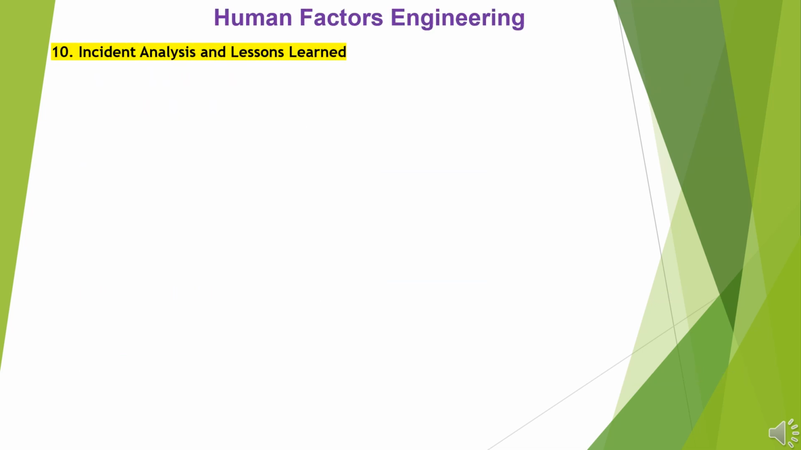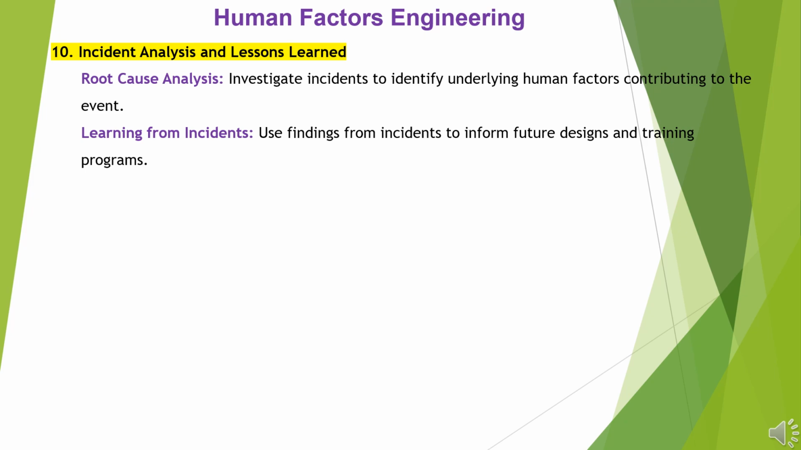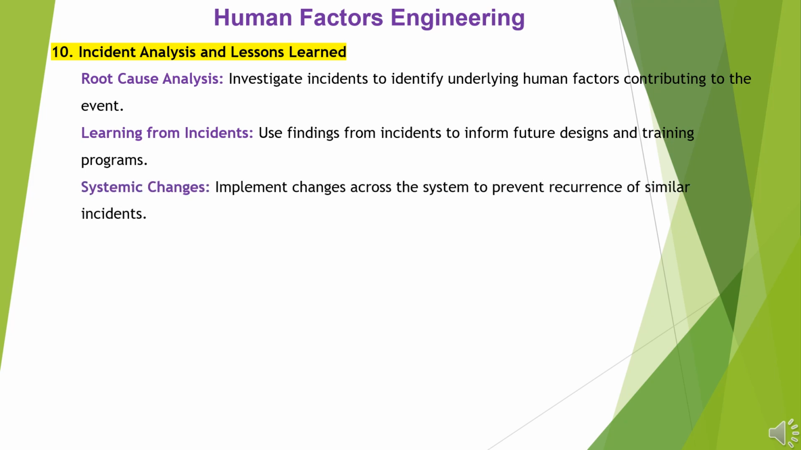10. Incident analysis and lessons learned. Root cause analysis. Investigate incidents to identify underlying human factors contributing to the event. Learning from incidents. Use findings from incidents to inform future designs and training programs. Systemic changes. Implement changes across the system to prevent recurrence of similar incidents.